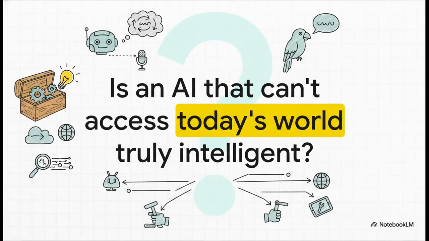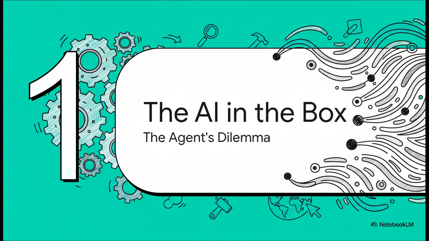And that really makes you wonder, doesn't it? If an AI is disconnected from the living, breathing, constantly changing world we're in, can we actually call it intelligent, or is it just a super sophisticated parrot? Well, in this explainer, we're going to break down exactly how developers are handing this AI the keys to the real world.